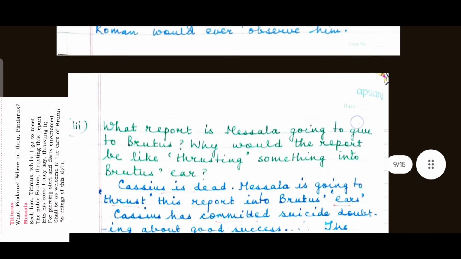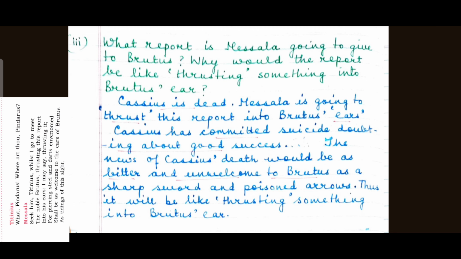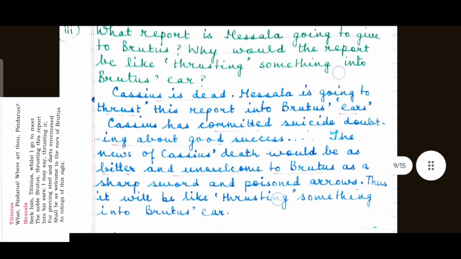What report is Messala going to give to Brutus? Cassius is dead. Messala is going to thrust this report into Brutus's ears. And why would the report be like thrusting something into Brutus's ear? Cassius has committed suicide, doubting good success. The news of Cassius's death would be as bitter and unwelcome to Brutus as a sharp sword and poisoned arrows. Thus, it will be thrusting something into Brutus's ear.